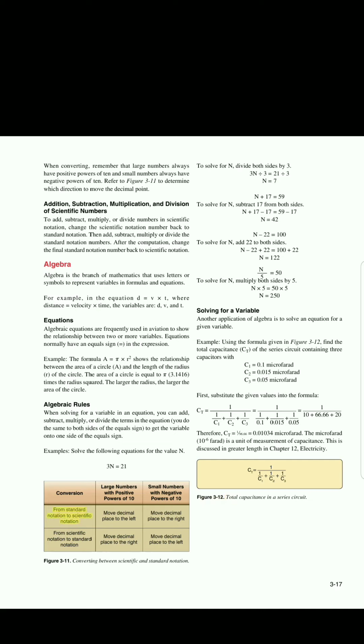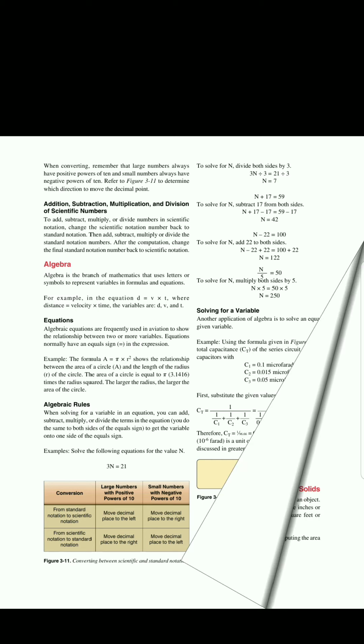From standard notation to scientific notation. From scientific notation to standard notation. Move decimal place to the left. Move decimal place to the right. Move decimal place to the right. Move decimal place to the left. Figure 3-11. Converting between scientific and standard notation.